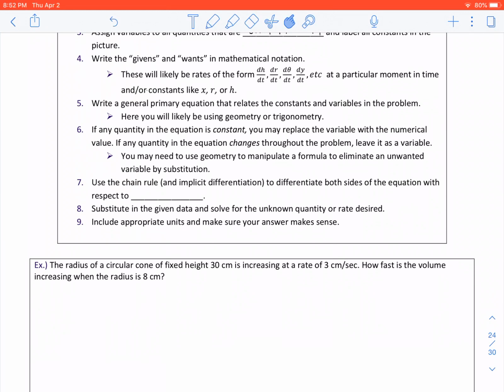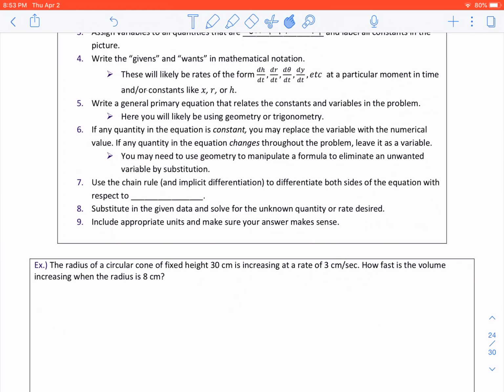Next thing is write a general primary equation that relates the constraints and the constants to our variables in the problem. Here you will likely be using geometry or trigonometry. So the one that we did first in the last video was a geometric problem with a spherical balloon. And we will see both of these in the problems. The next thing says if any quantity in the equation is constant, you may replace it with the value. If the quantity in the equation changes throughout the problem, it has to be left as a variable. And again, we're going to end up using similar triangles and different things along those lines. So a lot of stuff from previous classes.